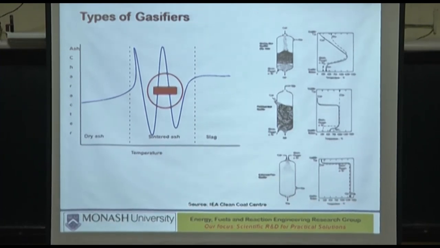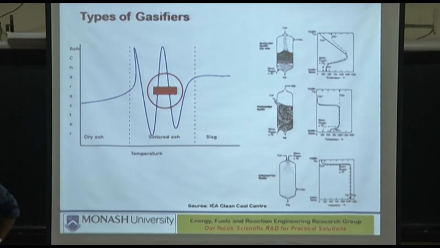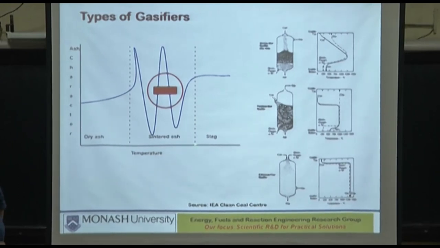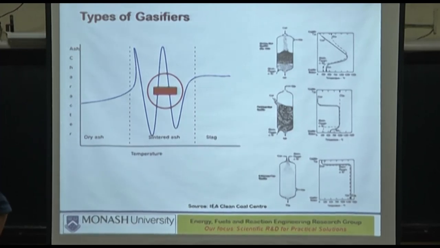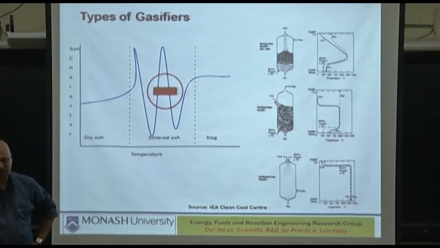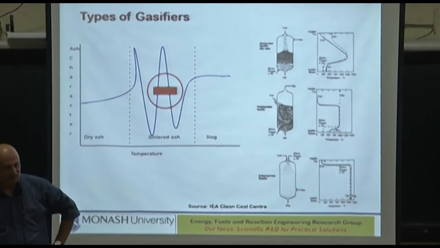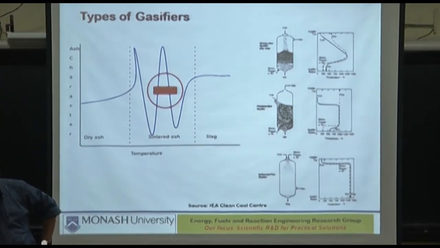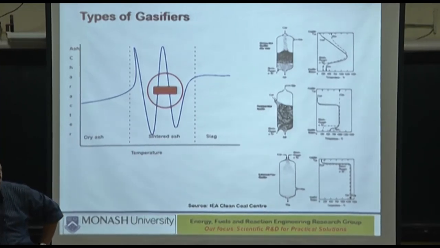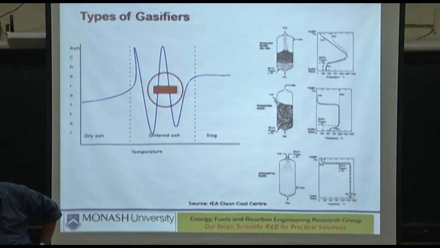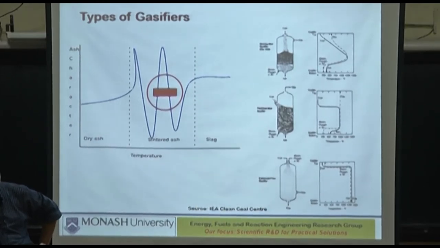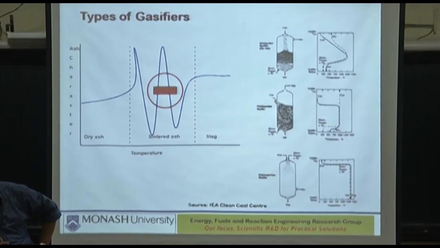Problem happens here, because it is easier to operate beyond a certain temperature, but you cannot go too high a temperature because that will drop its cold gas efficiency, right? And also for slagging gasifier, you need to put in the particles in a very fine form. But that's also lesser of an issue because you do that for PF-fired boilers anyway, 10 to 100 micron. Here you need only 75 to 100 microns.